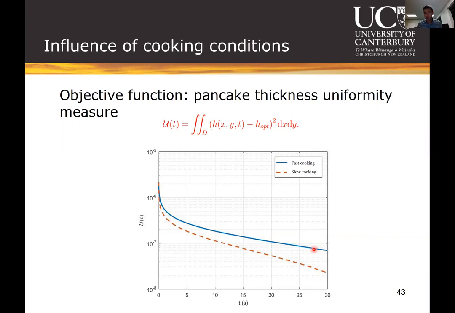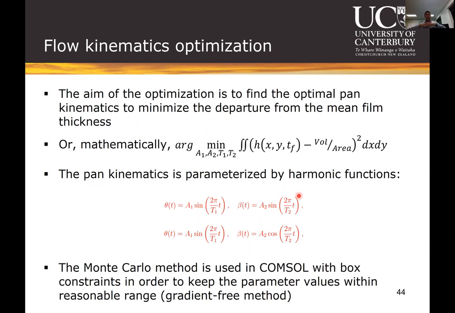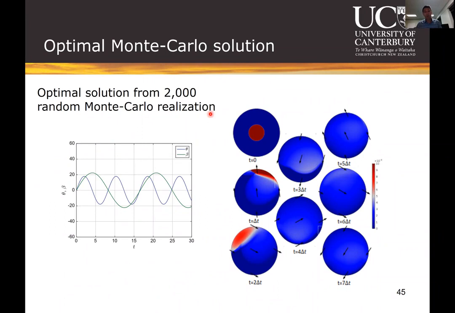And the first thing we did was just to have a parametric kinematics of the pan, which is given here by theta and beta, our angles describing the orientation of the pan, described basically by simple harmonics with a given amplitude A1 and given period T2. So then what you can do is just basically do an optimization in order to find the optimal of those four parameters which minimize the objective function. And we use basically a simple Monte Carlo method, do a whole bunch of realizations and pick the optimal one. And this is the best one from 2000 realizations.